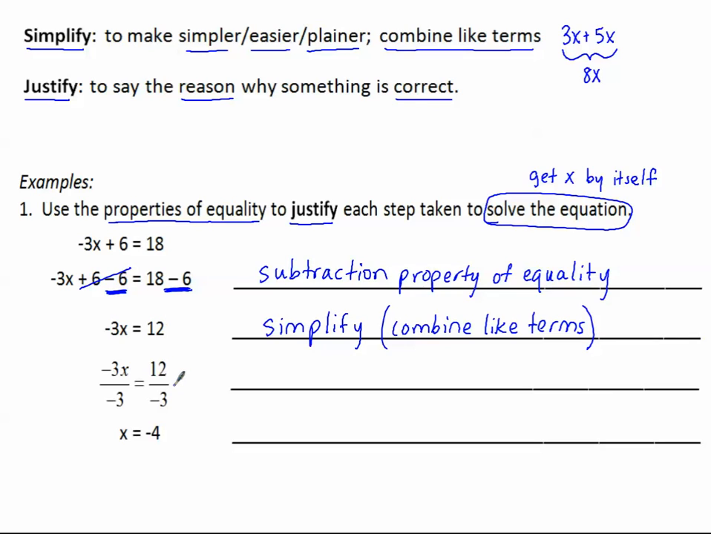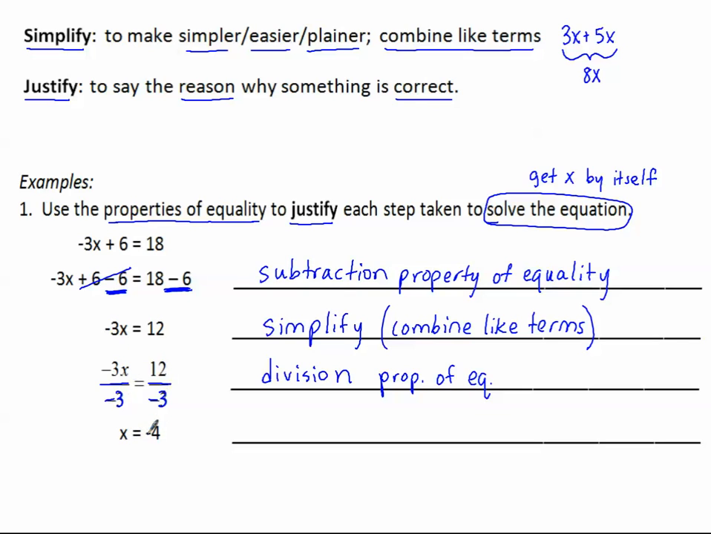From this equation to this equation, what looks different? I needed to get rid of the negative 3 that's multiplied to the x, so I divided both sides by negative 3. I did the same thing on both sides of the equation. This time I divided. That's the division property of equality. Finally, I have the solution x equals negative 4.